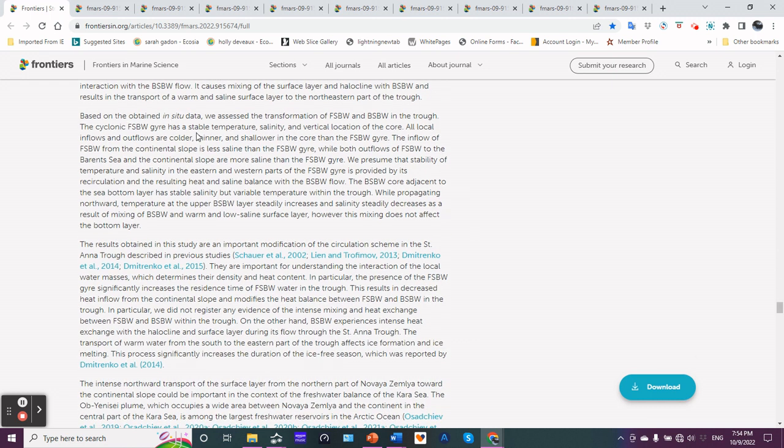Based on the obtained in situ data, the cyclonic gyre has stable temperature, salinity, and vertical location of the core. I mean, that's a persistent feature, which supports the second scheme. There's the gyre that explains what goes on.